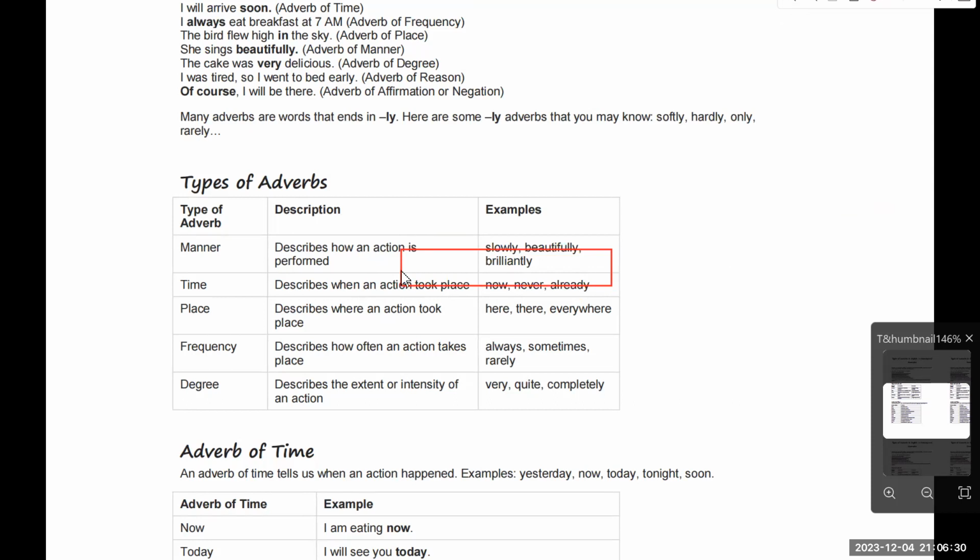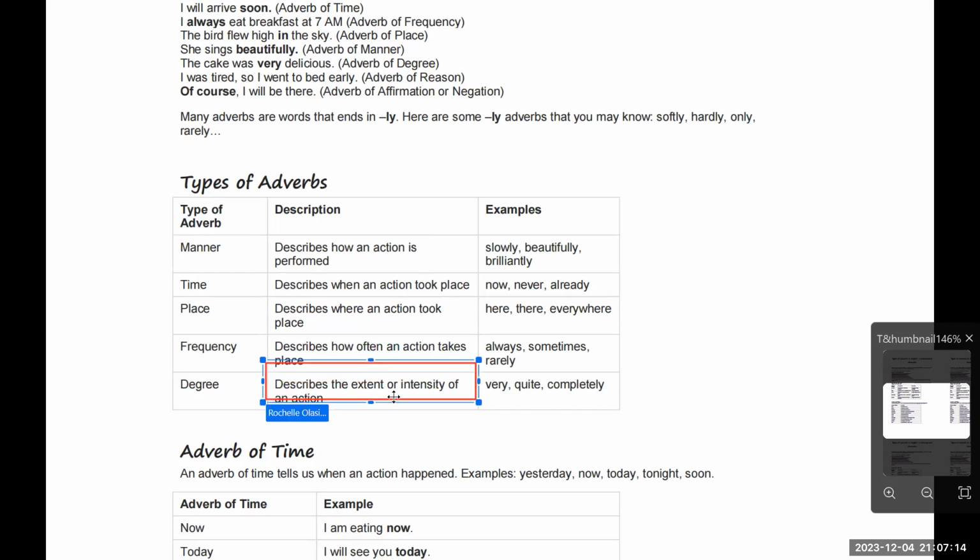And then next is time. Oh, I think that one is already easy for you, but yeah, let's just read. For time: describes when an action took place. Okay, when an action took place. When did you do that thing? Okay. And then for place: describes where an action took place. Okay, good. That's right. And then for frequency: describes how often an action takes place. Okay, how often? Okay, how many times?